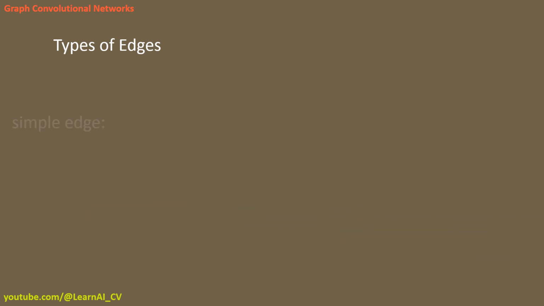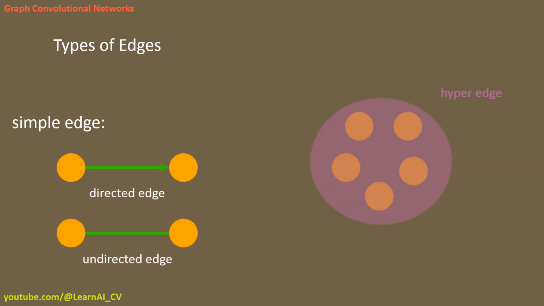A simple edge connects only two nodes. A hyperedge is a generalization of a simple edge that connects an arbitrary number of nodes. We show a hyperedge as a set of nodes.